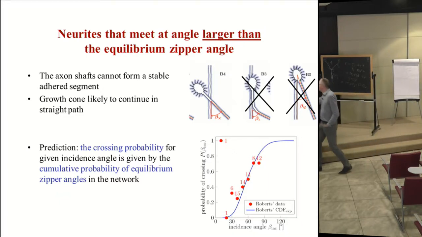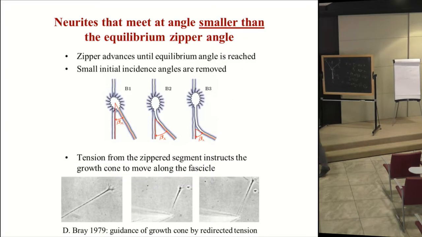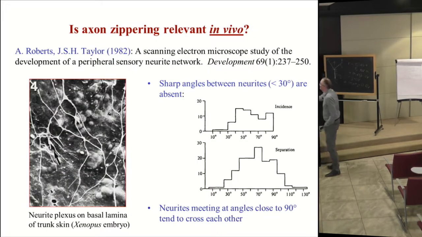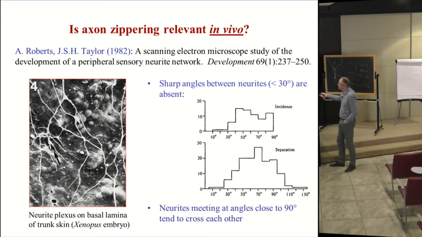Let me say it like this. This is a very simple thing. We took the distribution of angles that was measured by Roberts and Taylor, and simply calculated the cumulative function for this. Because this mostly corresponds to mature zippers, this is a measurement mostly of equilibrium angles of the zippers.